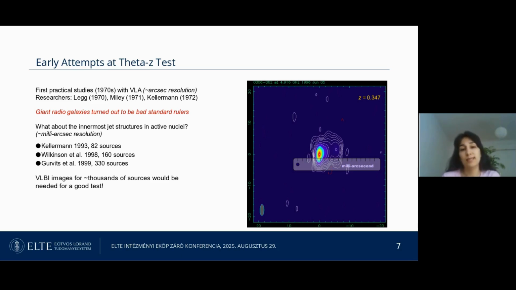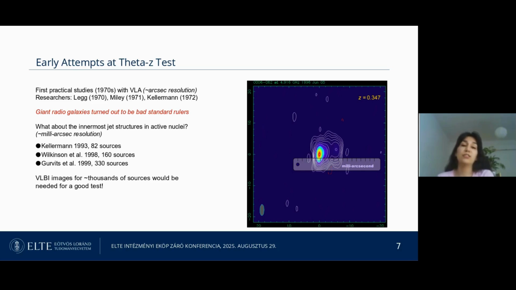We prefer something with a better, well-known structure. So what happened next? A shift in approach happened. This time researchers focused on the compact jet structure of active galactic nuclei, or AGN, instead of the previous method, because they are more stable and it's easier to compare across different redshifts. So what was the conclusion? Here you can see some studies listed.